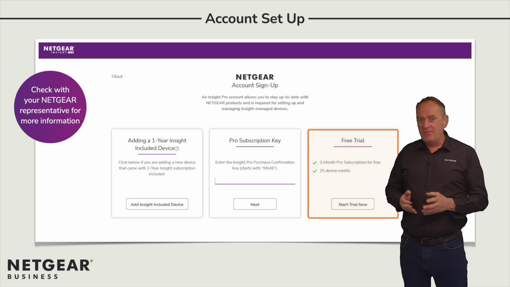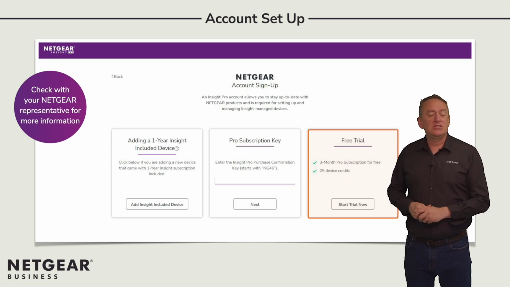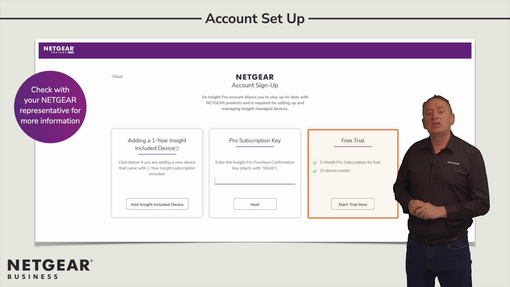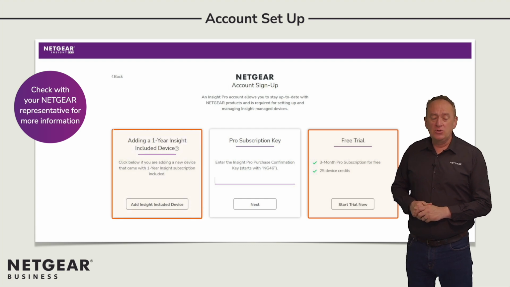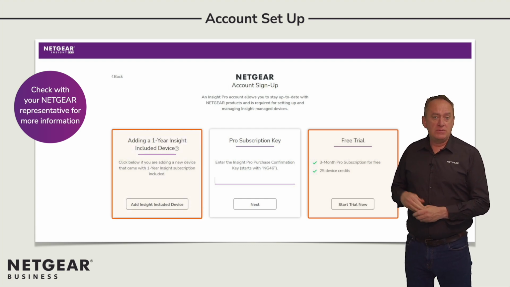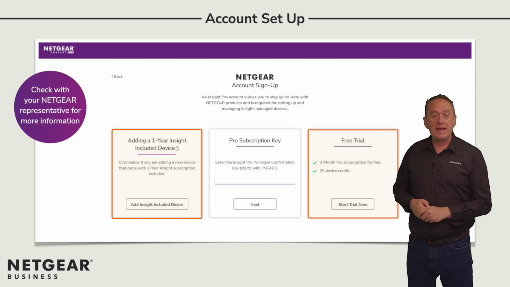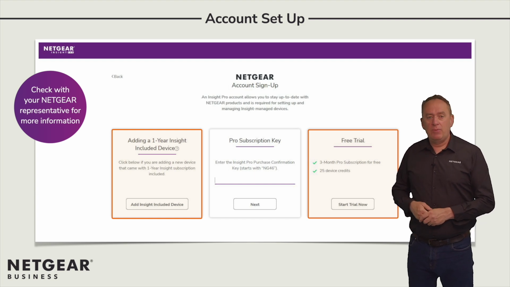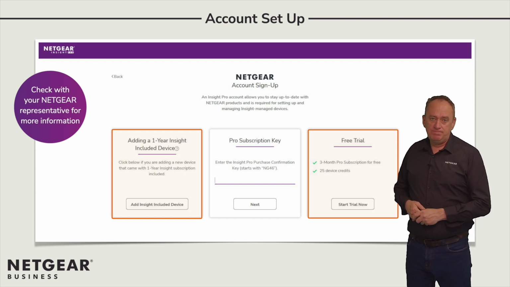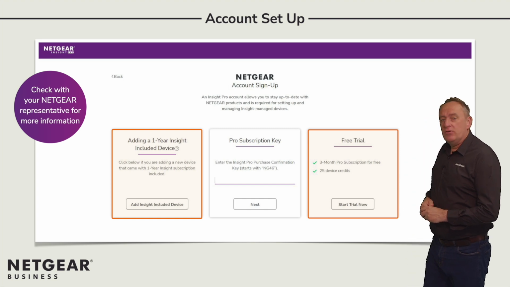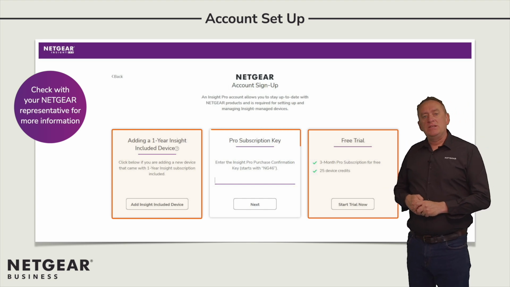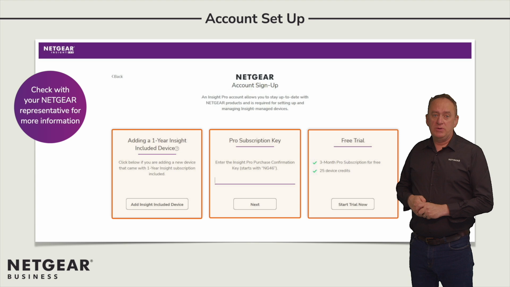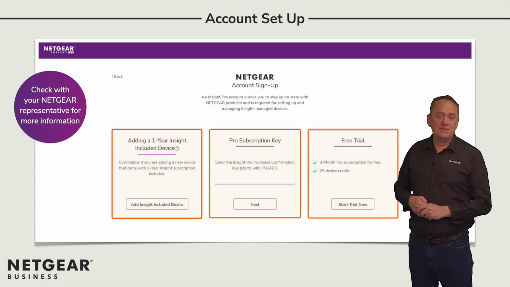If you already have an Insight account, one of the key considerations is that when you purchase a new device, it may include a 1-year credit, which can be applied to support the initial budget implications of a project. Again, check with your NETGEAR representative for more information. In other instances, you'll need to purchase a license key from a regional distributor or reseller to activate your product.